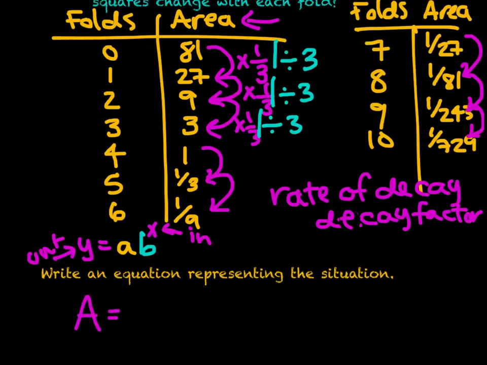So I'm going to put A. As well, our x in this situation is the number of times we are folding it, or the number of sets of folds that we're doing. So I'm going to call that f.